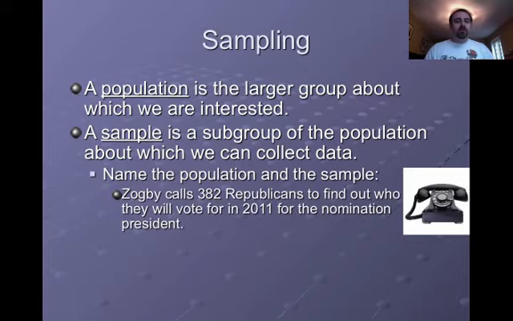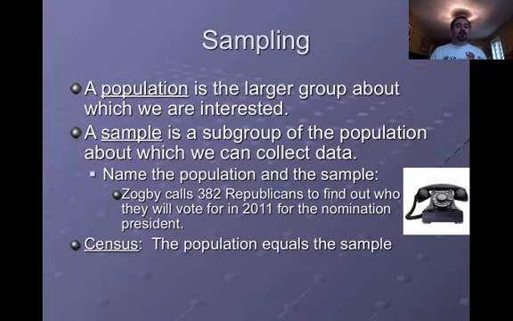So, Zogby, which is a telephone survey, or used to be, I think it's still around, you call 382 Republicans to find out who they're going to vote for in the 2011 nomination for president. Well, this is a little outdated, obviously. I updated some of it. I forgot to update some others. Again, the population is all Republicans because they were only calling Republicans. But the sample was the 382 Republicans who actually answered the phone.